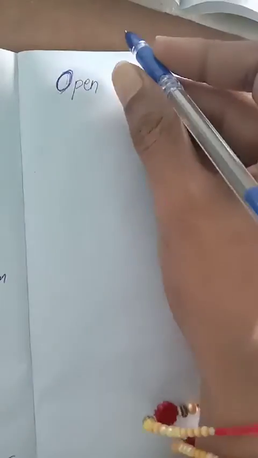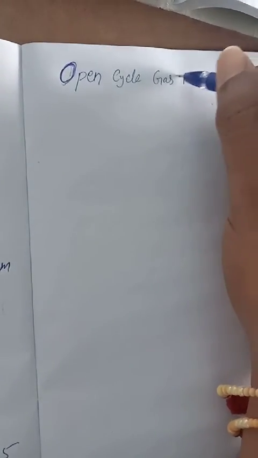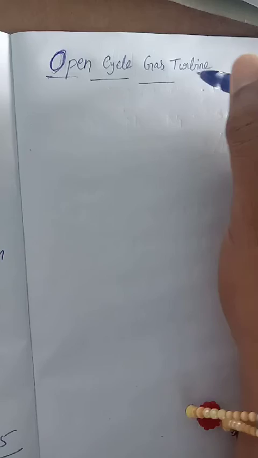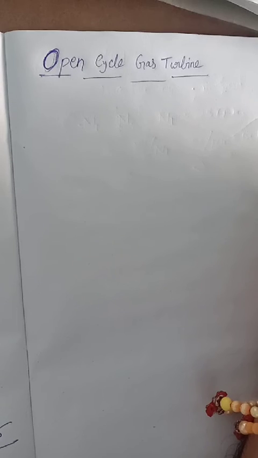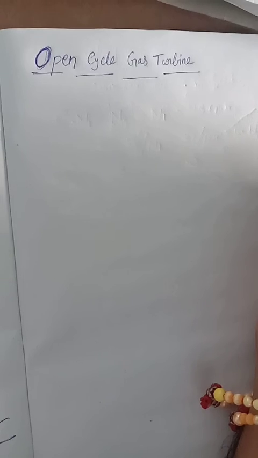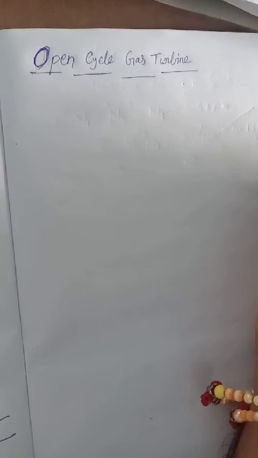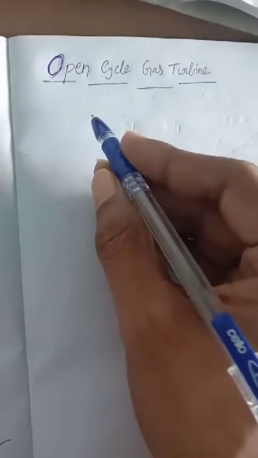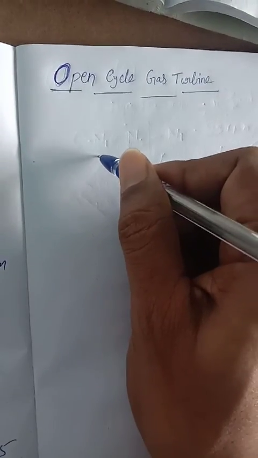Here, open cycle gas turbine. Okay, an open cycle gas turbine in its simplest form consists of a compressor, a combustion chamber, and a turbine, which drives the generator and the compressor. Okay, and now here we are going to see the diagram of the open cycle in a very simple manner.